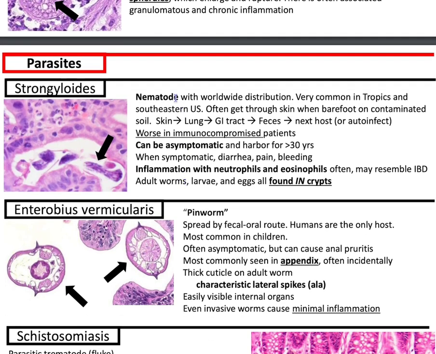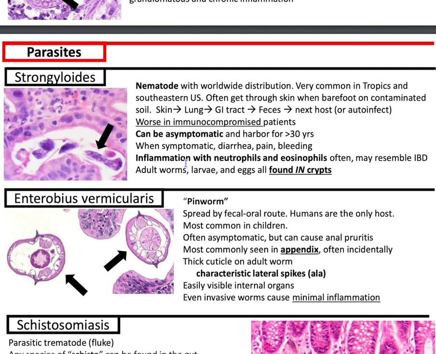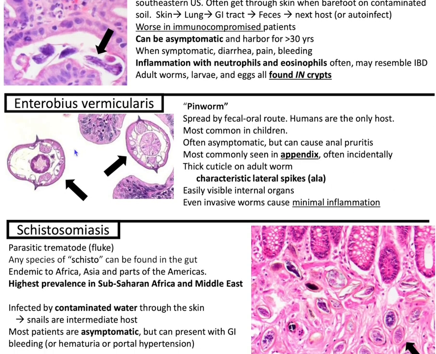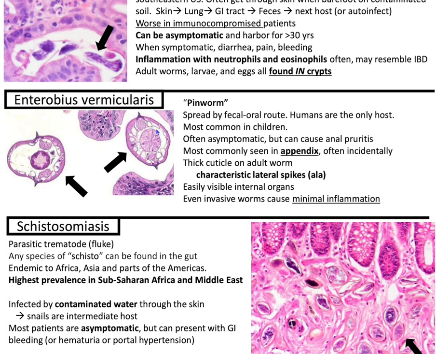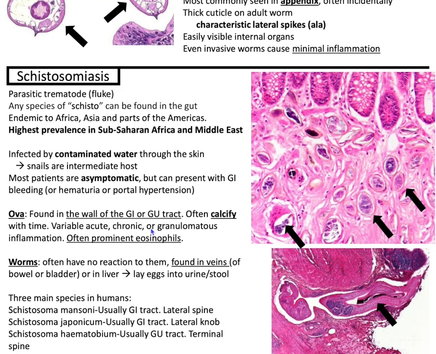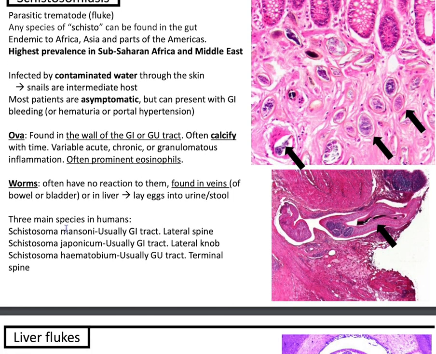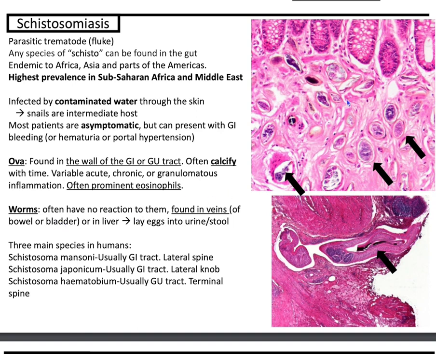Parasites: Strongyloides, it's a nematode, worse in immunocompromised patients, can be asymptomatic. Look for the worm, larvae, and eggs, all found in the crypts. Enterobius vermicularis, pinworm, most commonly seen in the appendix. Look for the characteristic lateral spikes. Schistosomiasis can be in the bladder, can be in the GI, can be in the biliary tract. For the worms, often no reaction to them, found in veins. And then the ova, found in the wall of the GI or GU tract, and they often calcify over time.